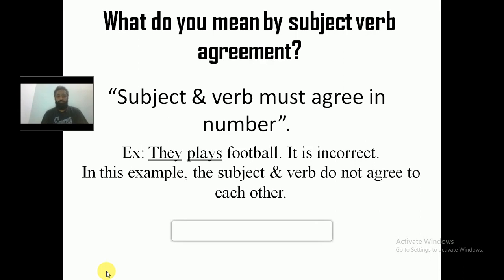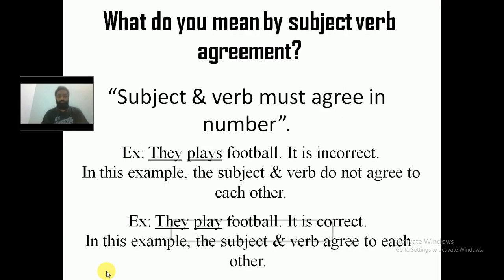The first example says, "They plays football." And you know, this is an incorrect sentence. The reason is that the verb called plays does not agree with the subject called they. The subject is plural, so the verb has to be plural, which means we do not add the letter s to the verb. So the sentence is incorrect.